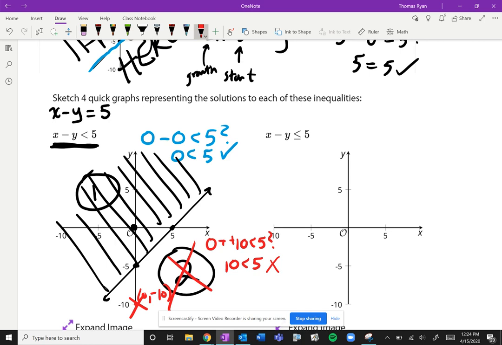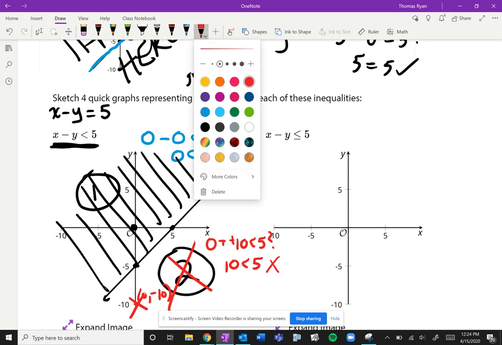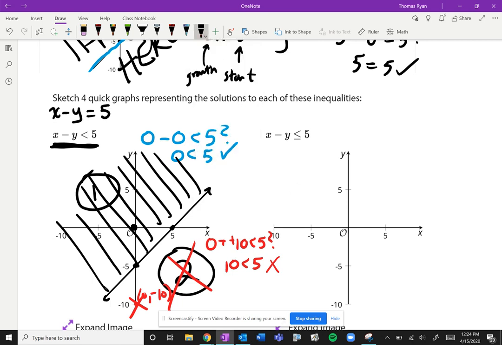Now, the one thing that we got to go back to is we actually also need to test on the line, directly on the line. So here we go. Let's test this point right here. Let's test this point on the line, 5, 0.